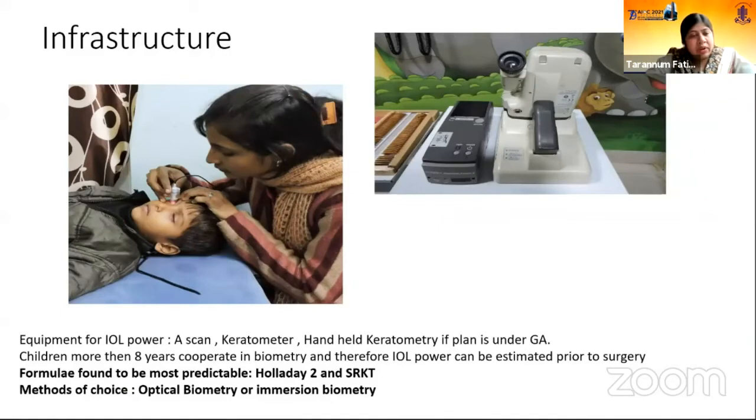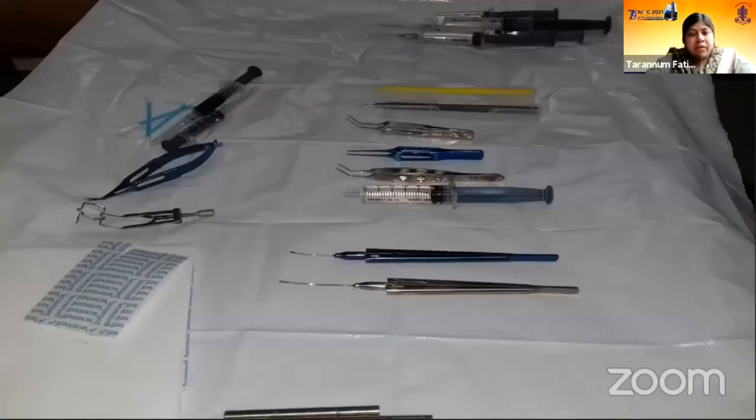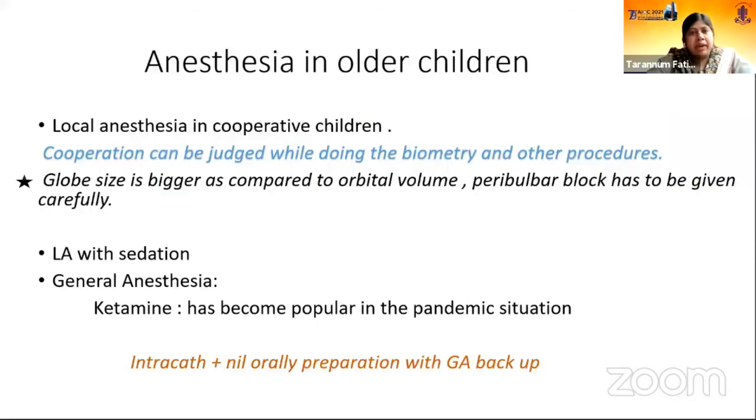The infrastructure required is the equipment for the IOL power calculation, like the A-scan and the keratometer. Handheld keratometry is only required if we are planning under GA. Children more than 8 years cooperate in biometry, and therefore IOL power can be estimated prior to surgery. Formulas found to be more predictable are the Holladay 2 and the SRK/T. Method of choice is the optical biometry or the immersion biometry. GA backup, cutter, and microsurgical instruments are required.